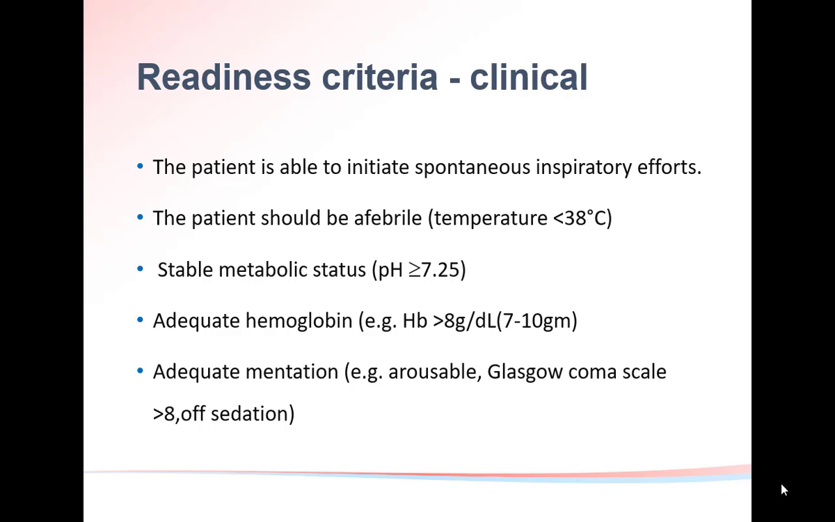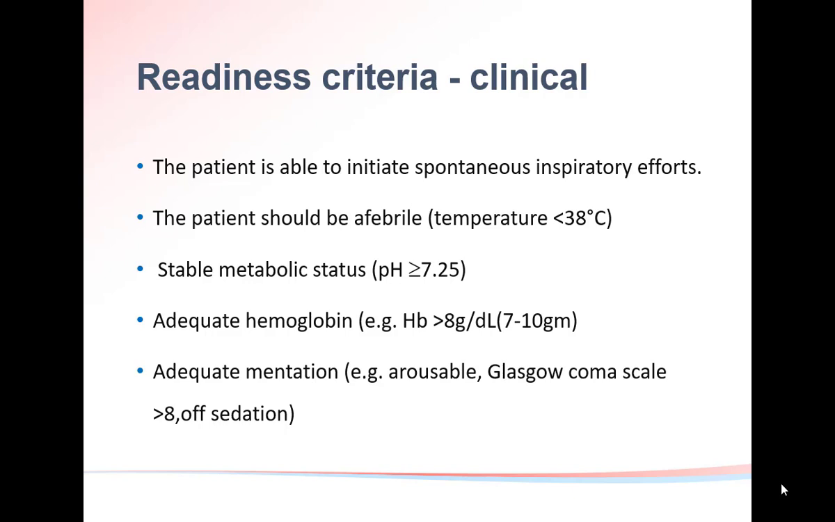Then he could be afebrile or have a lower temperature. He should not be having a very high grade of temperature, because there are more chances of weaning failing if you try to wean that patient from the ventilator. He's got a stable metabolic status. That means even if it is a metabolic acidosis, his pH should be more than 7.25. Because if it is less than 7.25, he would be hyperventilating, and then the chances of getting tired and failing weaning will be very high.